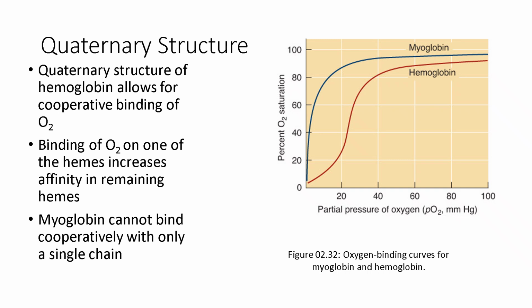When one heme binds O2, it increases the oxygen affinity of the remaining subunits. This is called positive cooperativity and allows hemoglobin to effectively pick up oxygen in the lungs and release it in tissues. In contrast, myoglobin, with only one chain, cannot bind cooperatively.